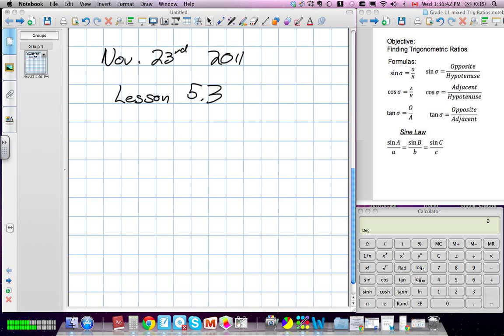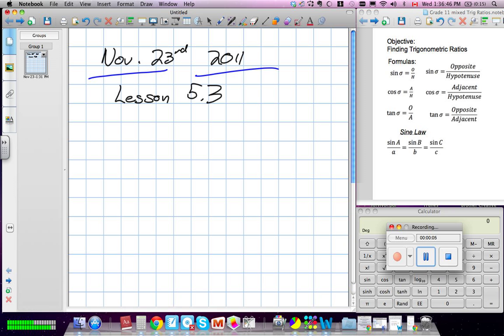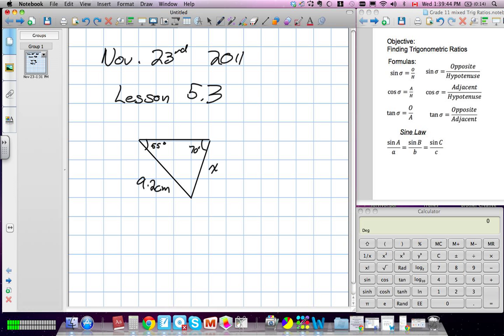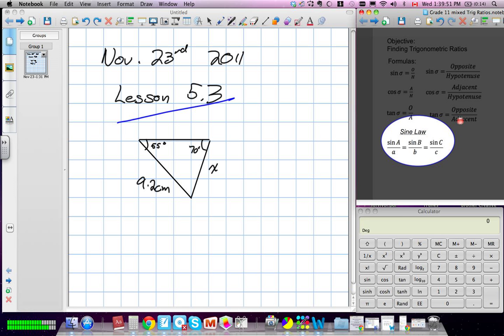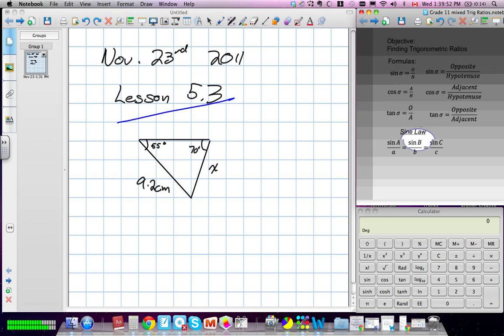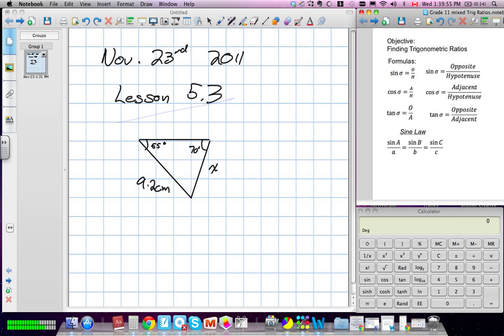Okay, today is November 23rd, 2011. We're on lesson 5.3. We have a new formula today, Sine Law. This law helps us solve for triangles that are not right-angle triangles.